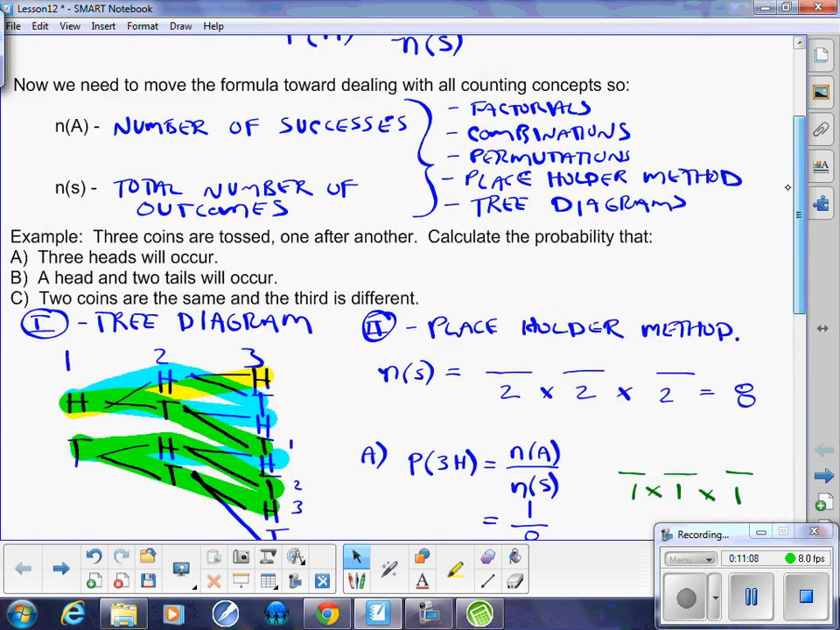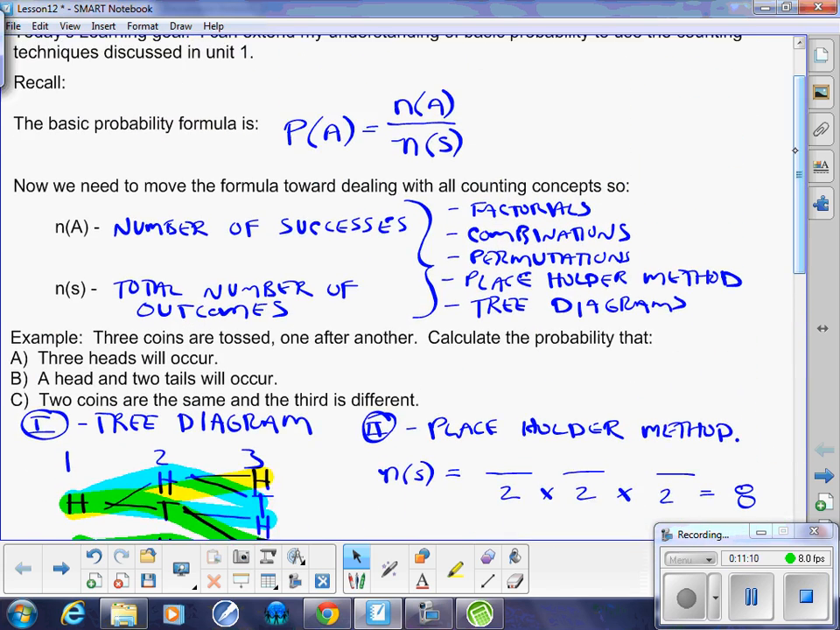So that is what's necessary. You will be using factorials, combinations, permutations, and placeholders. So you've got to dust off your first unit cheat sheet, or make sure you go through your notes. Anything you did in the first unit will be done again here. I'll see you in the next video to finish off some of these examples.